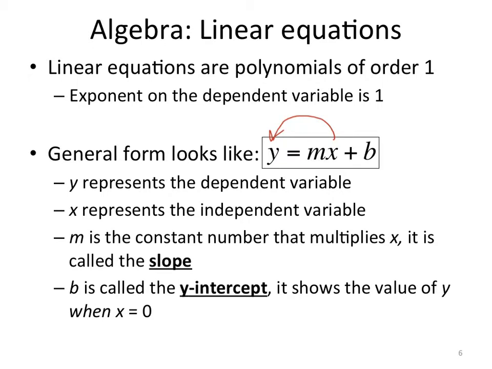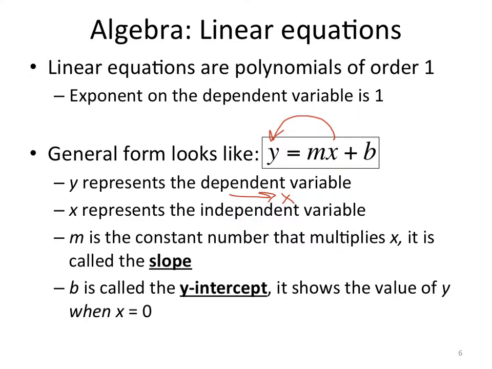That means that y, whatever y is, depends on whatever x is. And then we have this multiplier out front. You probably know that to be the slope of the line. And then this plus b is another, basically, y value that determines where the line intersects the axis. So y is our dependent variable, it depends on x. X is the variable that we're given, the independent variable. M is the slope, of course, and b is the y-intercept right here.